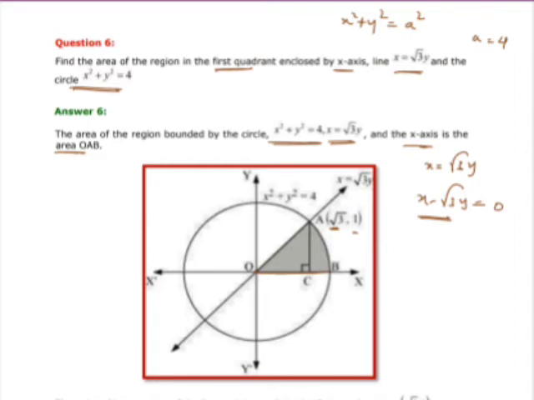In this region, we are taking the perpendicular line. This is C, this is B, this is A. So now we have to find the area OAB. Right? So let's see.